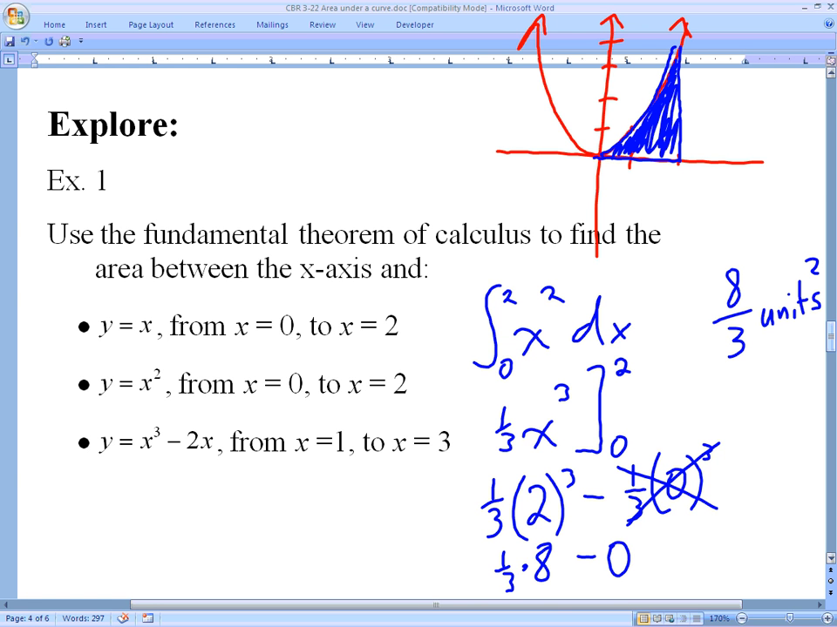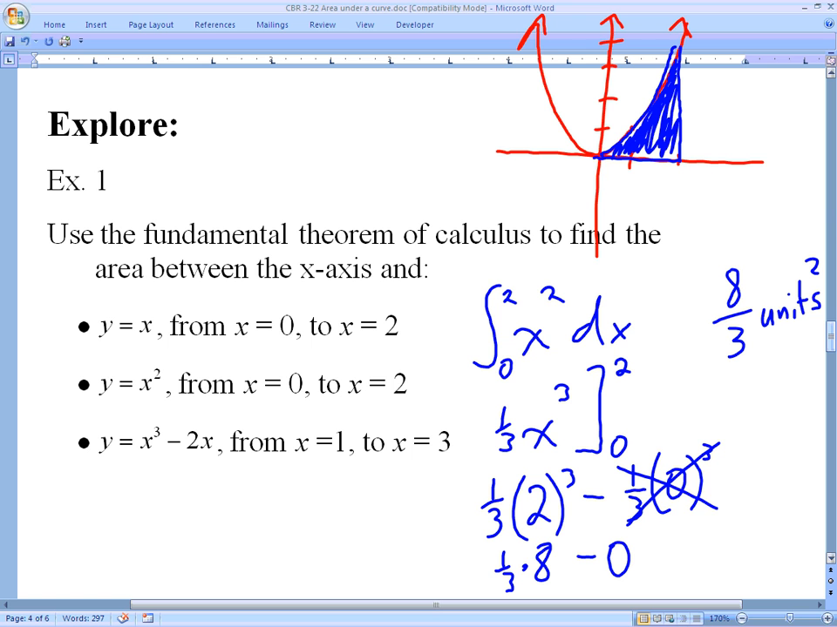Question, do we always have to write a label there? Usually, if it's a real problem, they'll give you units, and then yes, you should write the units. It's an area, so it'd be square units. Would IB take off if you didn't do it where there was no label? No, they wouldn't, but I would still be in the habit of thinking of this as area, so square units. So, awesome. The area there, 8/3 square units.